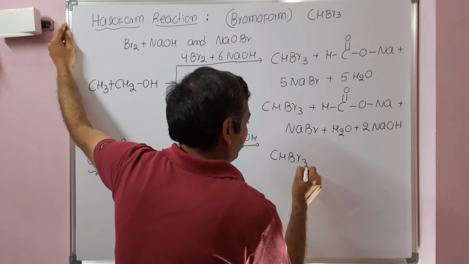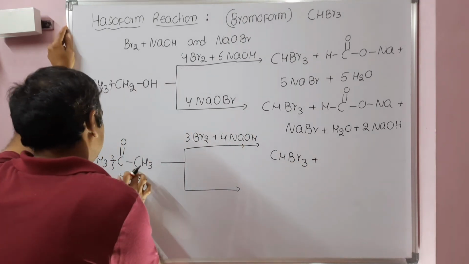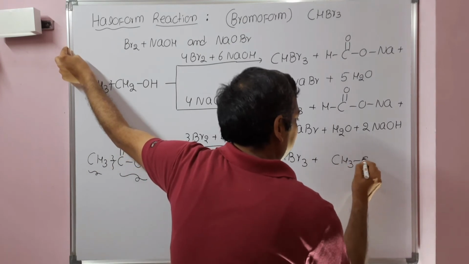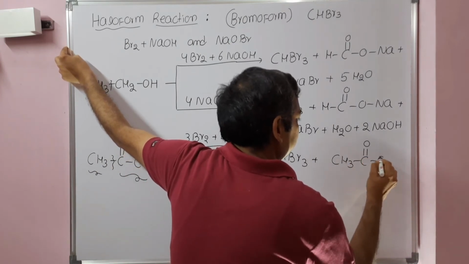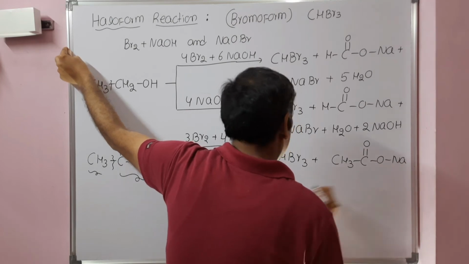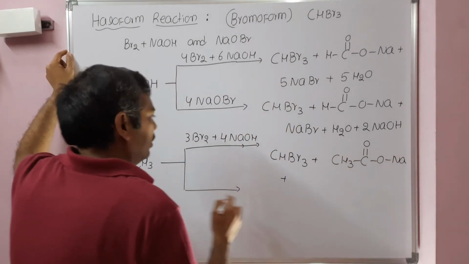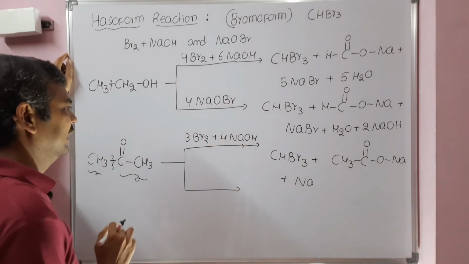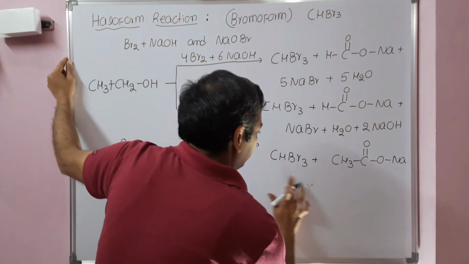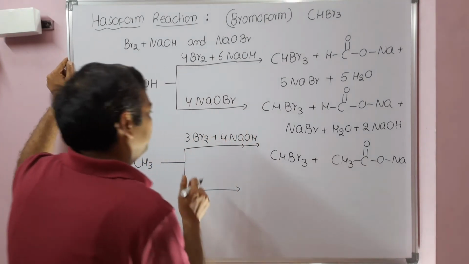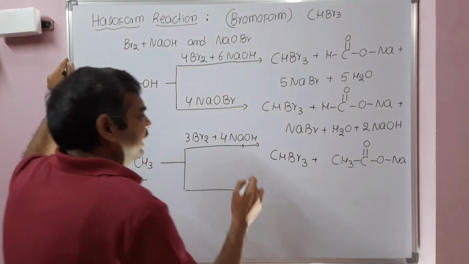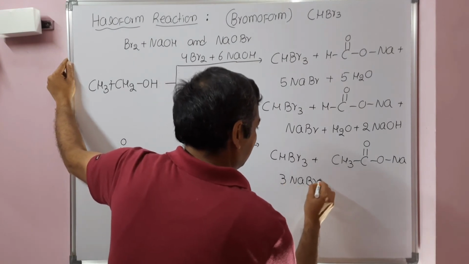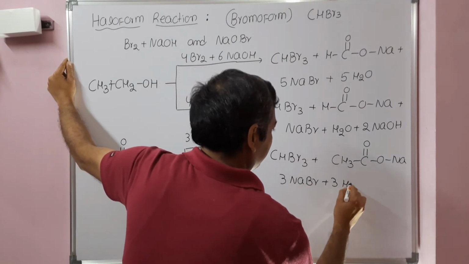CHBr3, and then this is the salt form, CH3COONa, sodium acetate, and then 1 mole of sodium bromide. Let's see, how many moles of bromine? 3 moles of sodium bromide and 3 moles of water.